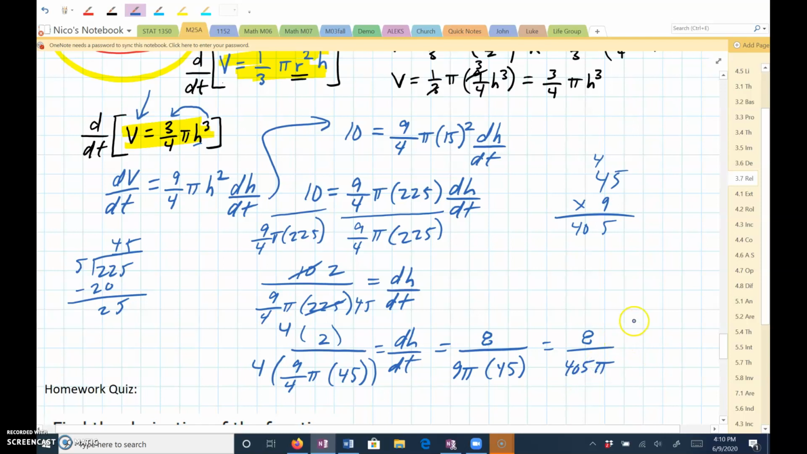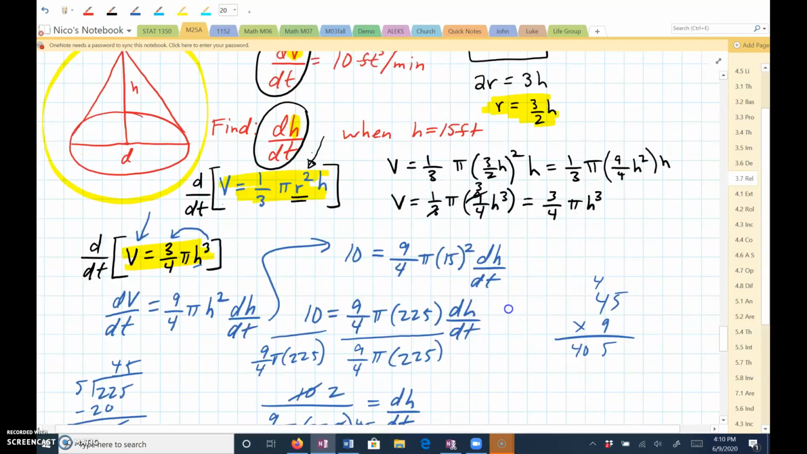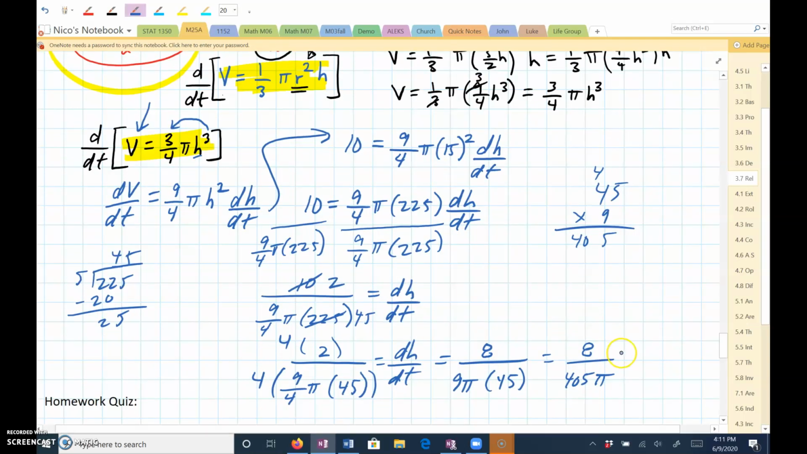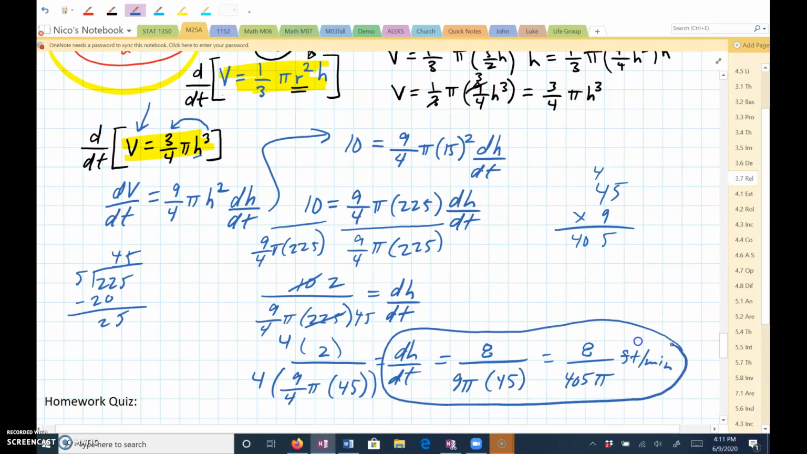This is the height, so the units are feet per minute. Make sure you give me the answer in exact form, not a decimal. Never give me a decimal answer unless I specifically say to give a decimal answer, or round to the tenth place, something along those lines. If not, give it to me as the exact answer.